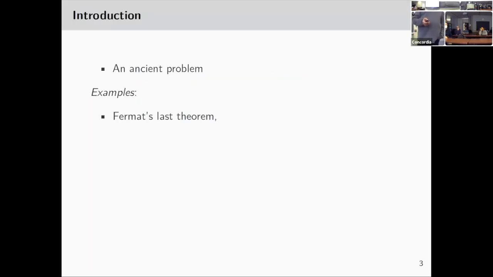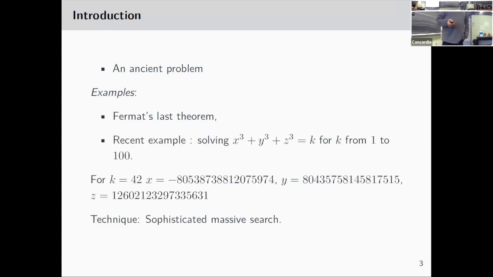Part of what I'm going to talk about today is joint work with Padma Srinivasan and Jan Stefan Muller. I want to start by pointing out that the problem of solving equations in integers or rational numbers is an ancient problem. It might be the oldest problem in mathematics. An example is Fermat's last theorem.